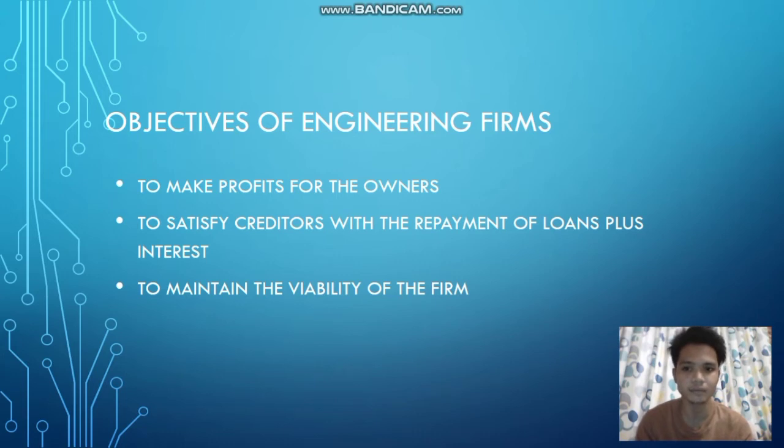So here we have the objectives of engineering firms, and in general, the objectives of engineering firms are as follows: to make profits for the owners, to satisfy creditors with the repayment of loans plus interest, and to maintain the viability of the firm so that customers will be assured of a continuous supply of products, employees will be assured of employment, and suppliers will be assured of a market.